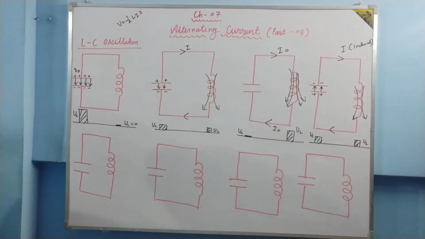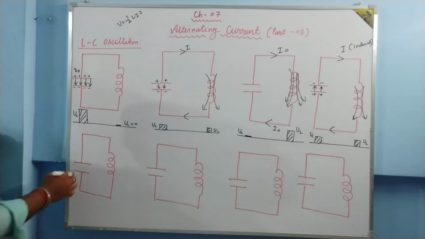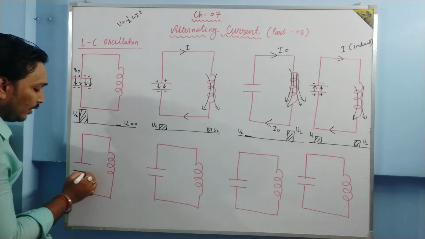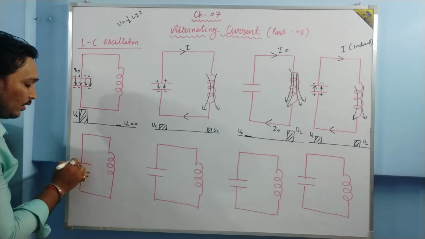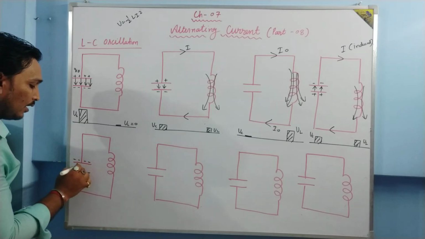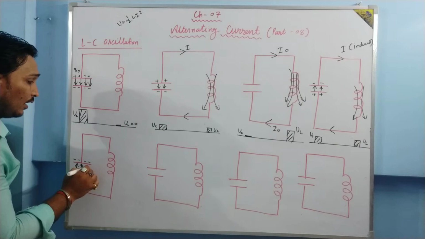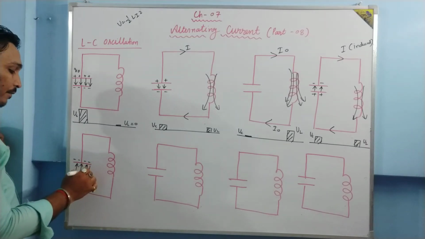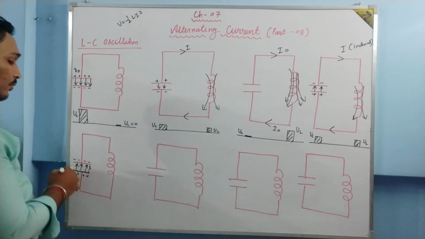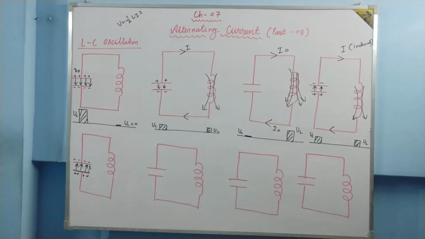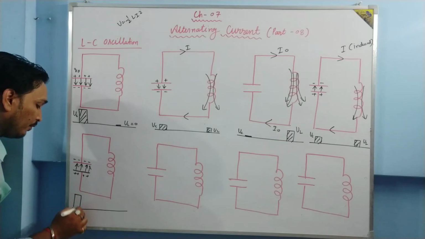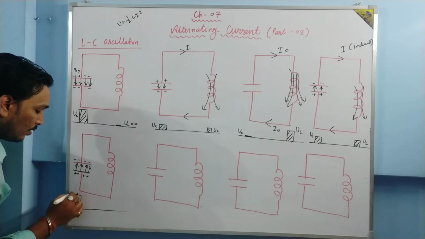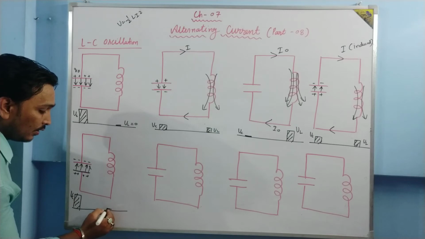Okay. After this, what happened? After a while, the capacitor gets completely charged. So positive charge on the down plate, negative charge on the upward plate, and the direction of the electric field is in this way. But by the time the capacitor gets completely charged, the current becomes 0. And in this case, the energy of the capacitor is maximum, but the energy of the inductor is 0.